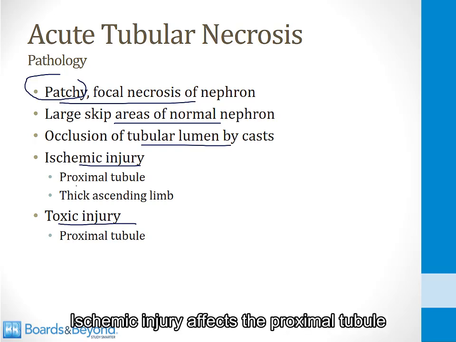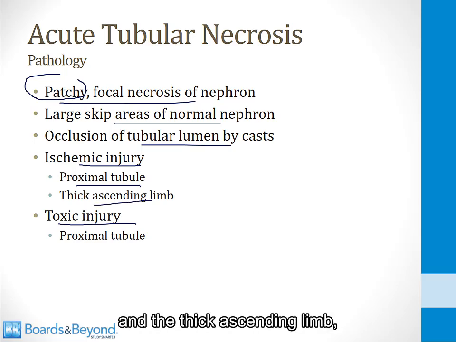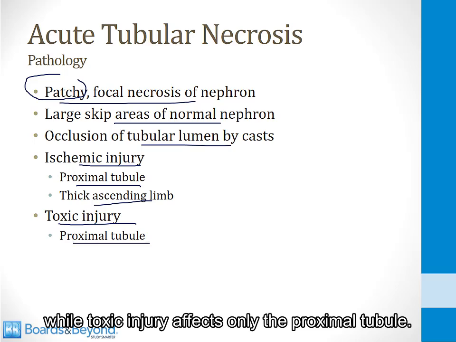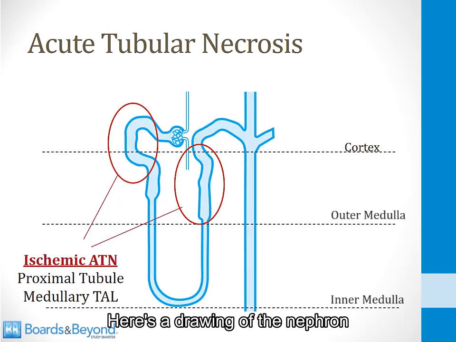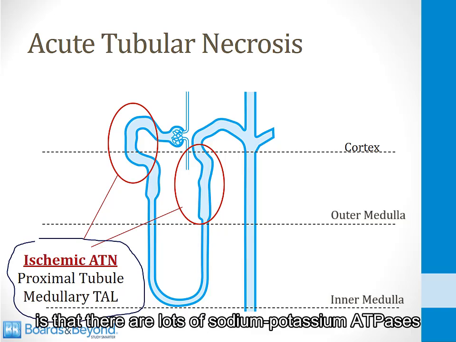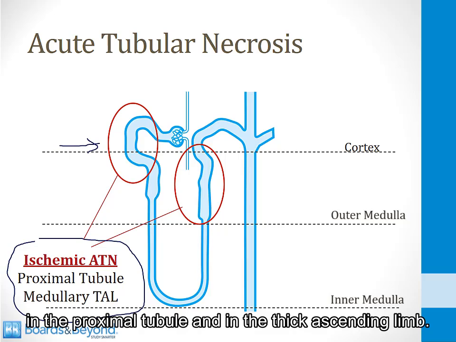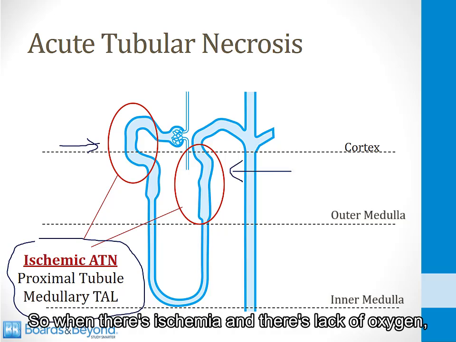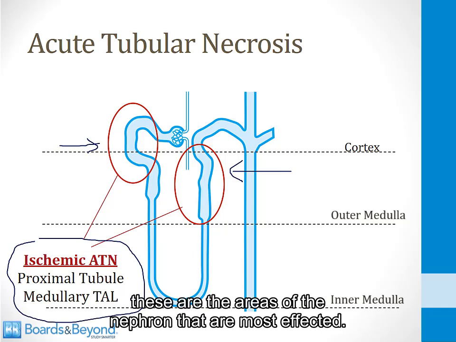Ischemic injury affects the proximal tubule and the thick ascending limb, while toxic injury affects only the proximal tubule. Here's a drawing of the nephron indicating the portions affected by ischemic ATN. The idea here is that there are lots of sodium-potassium ATPases in the proximal tubule and in the thick ascending limb. So when there's ischemia and there's lack of oxygen, these are the areas of the nephron that are most affected.